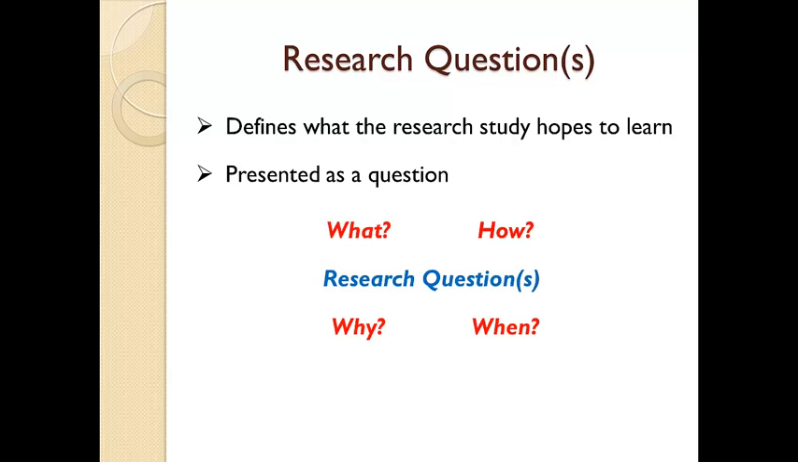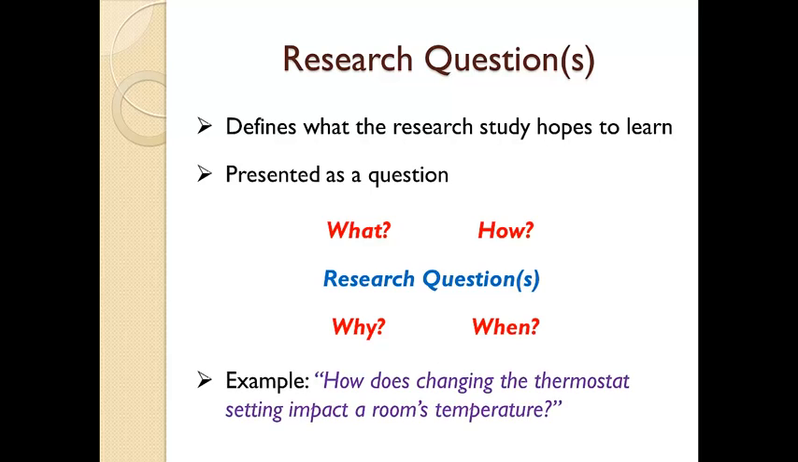The type of question we are asking is often driven by the type of study we are conducting and our research methodology. Using our example topic, a potential research question that we might ask is, how does changing the thermostat setting impact a room's temperature? Now that we have a research question, let's take a look at the role of the hypothesis.